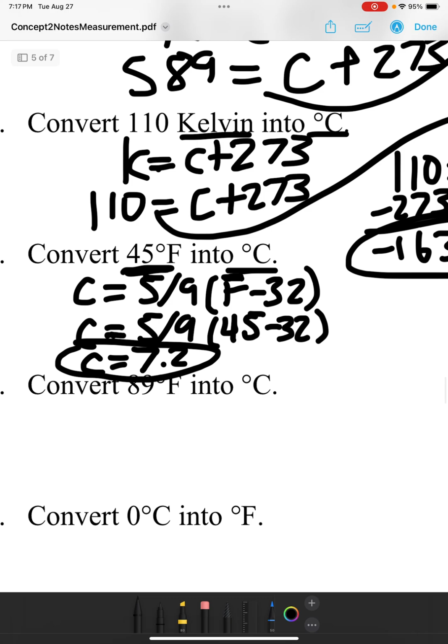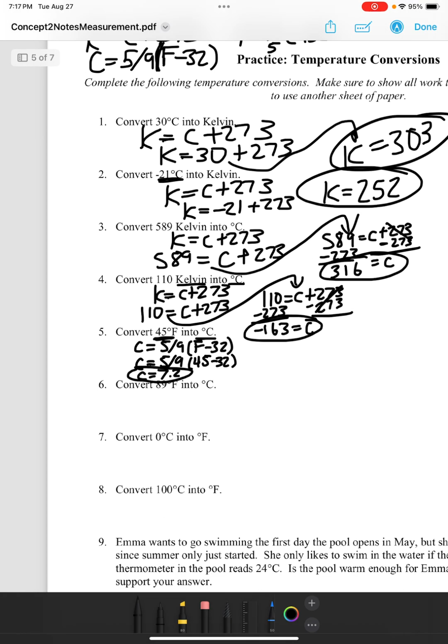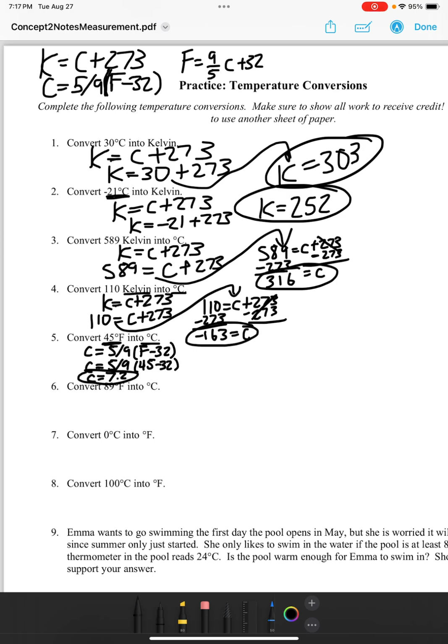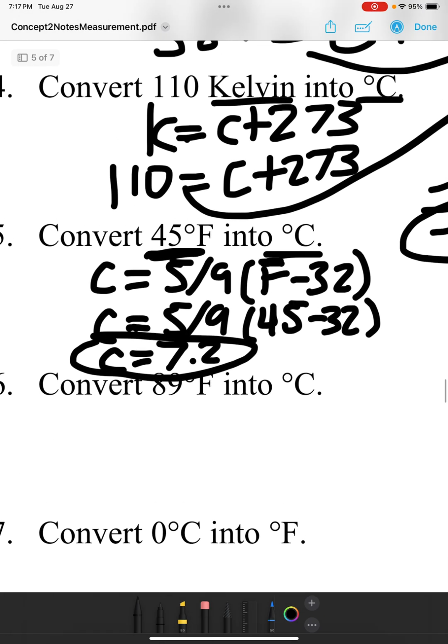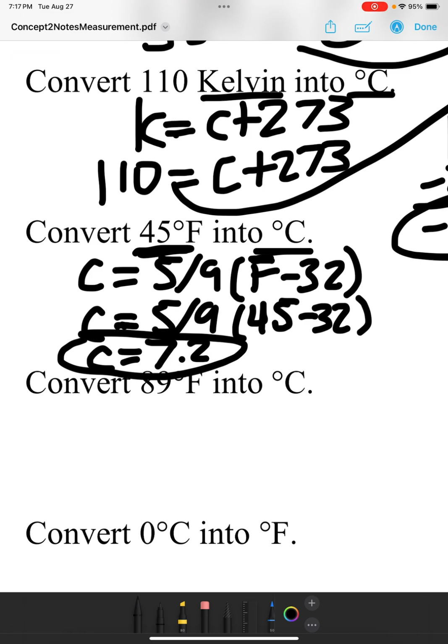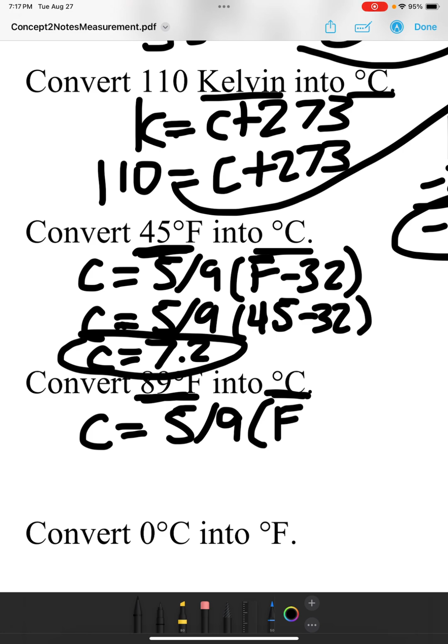Okay, next one, converting 89 degrees Fahrenheit into Celsius. We're going to need to use the same formula that we just wrote down. And the reason we're choosing that formula is we want our answer in Celsius. That formula gives you your answer in Celsius, and we want to input Fahrenheit. And that formula allows you to input your number in Fahrenheit on the right, and it will spit out your answer in Celsius on the left. So we're going to take the 89 degrees Fahrenheit, and we're going to plug it into that formula.